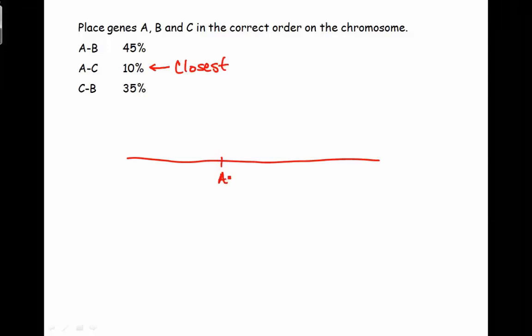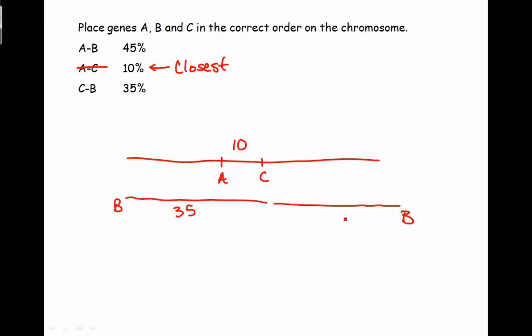So I take those two and place them on my chromosome, A and C, and I know that they're 10% recombination, and that means 10 map units. So I'm going to mark a distance of 10 right there. Then I'm going to go to the two that are the next closest, which will be C and B, and C and B are 35% or 35 map units apart. So if I locate my C on the chromosome, I know that B is going to be 35 this way, or it could be 35 this direction as well.